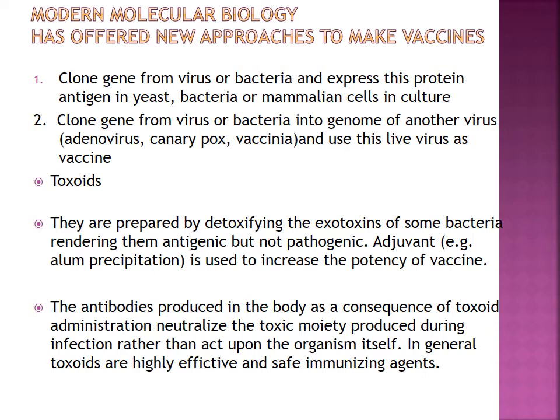Toxoids are prepared by detoxifying the exotoxin of some bacteria, rendering it antigenic but not pathogenic. Adjuvant is needed to increase the potency of the vaccine. The antibodies produced in the body as a consequence of toxoid administration will neutralize the toxic moiety of the toxin that is produced during infection, rather than attack the organism itself. So they are effective against the toxin, but not the microorganism which produces the toxin. In general, toxoids are highly effective and safe immunizing agents.